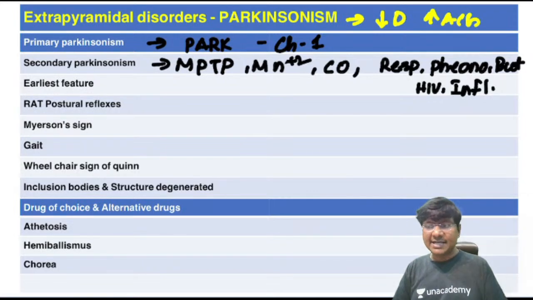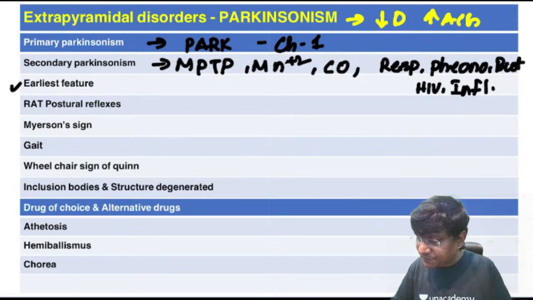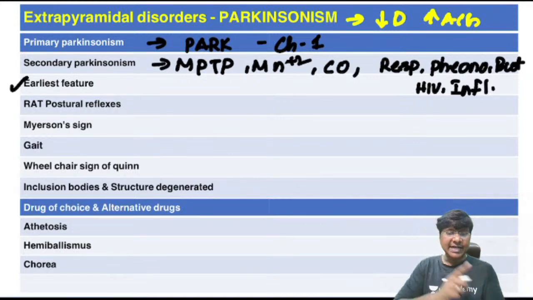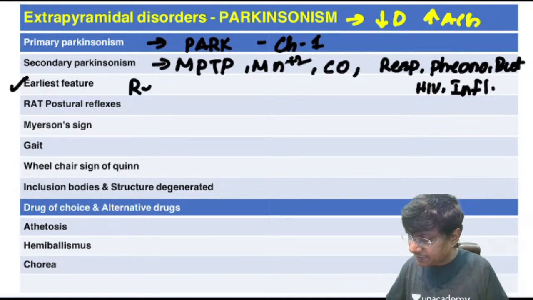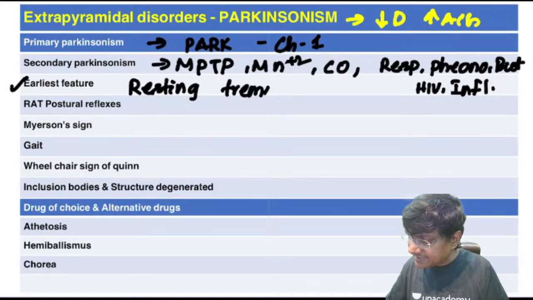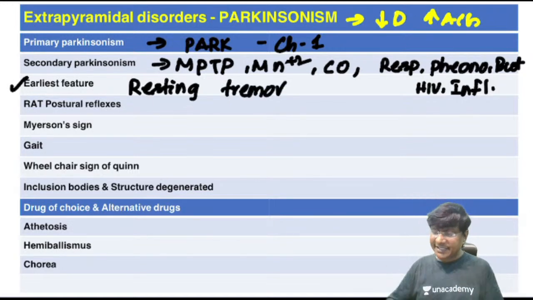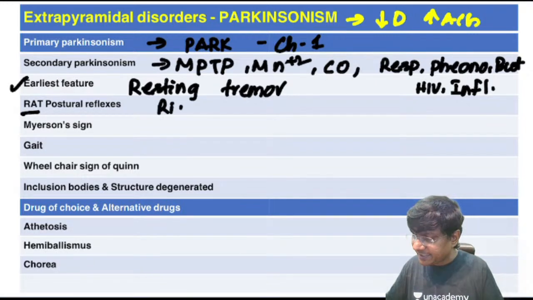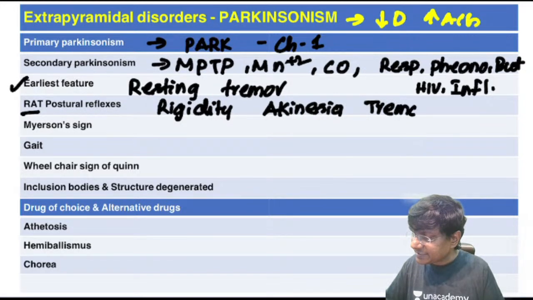Then if the question is asked, what is the earliest feature of Parkinsonism? The earliest feature of Parkinsonism will be tremors. And what type of tremors will this be? This will be the resting tremors. Next to this, you should know the triad. So what is the triad? This triad includes rigidity, akinesia, then tremors. These tremors will be resting tremors.